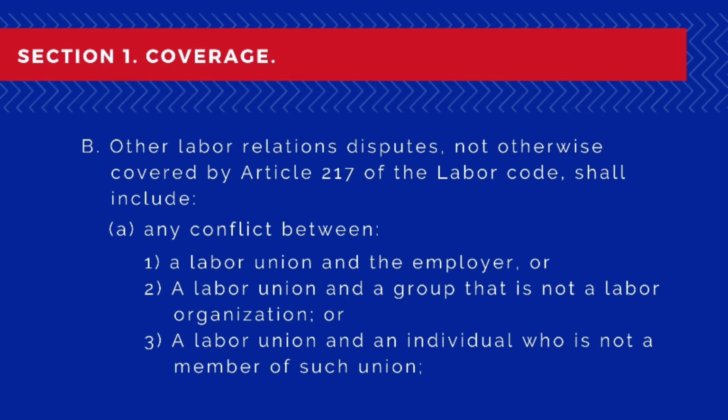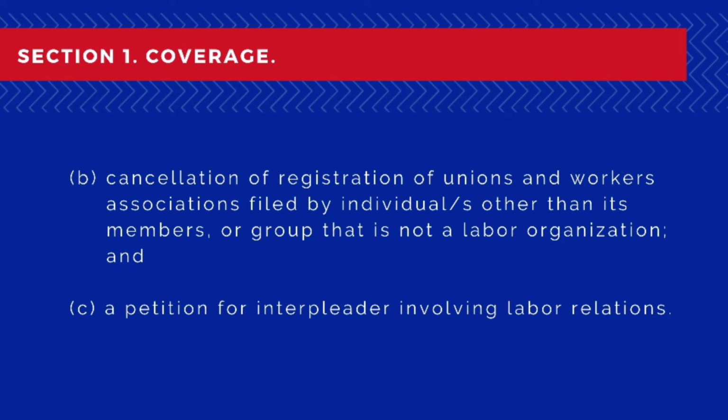B. Other labor relations disputes, not otherwise covered by Article 217 of the Labor Code, shall include: A. Any conflict between 1. A labor union and the employer, or 2. A labor union and a group that is not a labor organization, or 3. A labor union and an individual who is not a member of such union. B. Cancellation of registration of unions and workers' associations, filed by individual or individuals other than its members, or group that is not a labor organization, and C. A petition for interpleader involving labor relations.